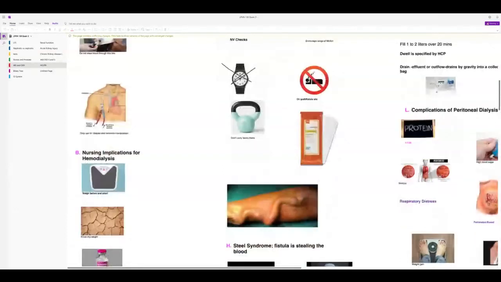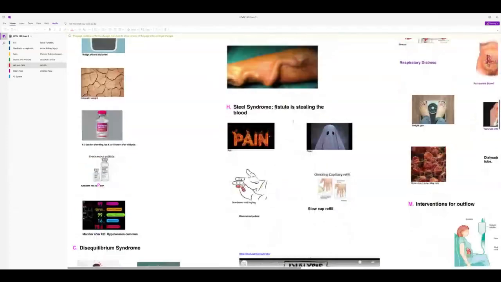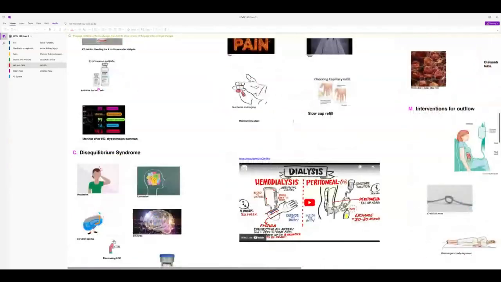So this is what a mature AV fistula can look like. It's kind of nasty, huh? Yeah, so do your neuro checks.